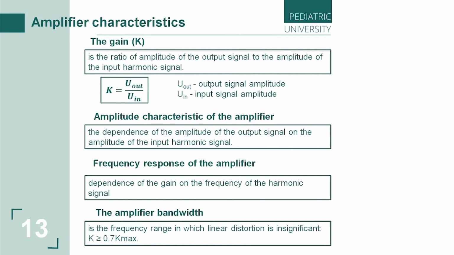And let's look at the definition. The amplifier bandwidth is the frequency range in which linear distortion is insignificant, when the gain K is more than 0.7 K max. The lower limit of the bandwidth is determined by the frequency of the biological process and can be appropriately chosen constructively. The situation with the upper limit is more complicated.